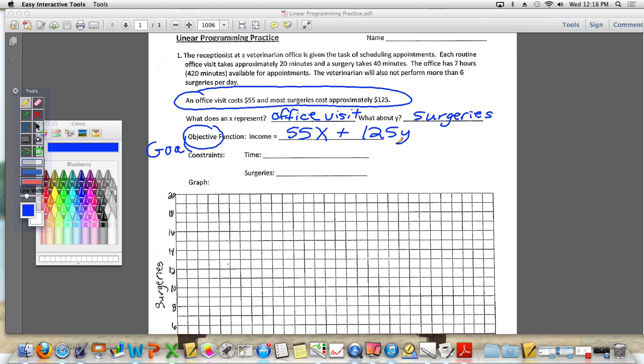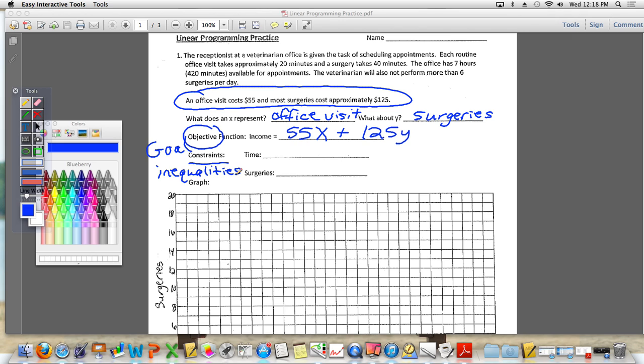So we will talk about that later. Put that aside in your brain for just a second. What we need to do now is move on to these constraints. And when I say constraints, what I really mean is inequalities. We need to come up with any issues that are going on with these office visits and surgeries. Because it said in there that he can only perform so many surgeries in a day, and he also only has a certain amount of time available to him to do this stuff during the day.